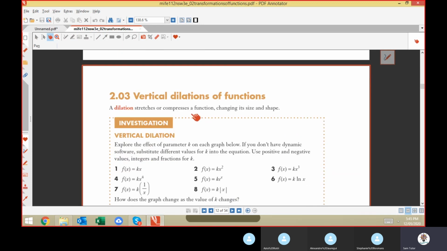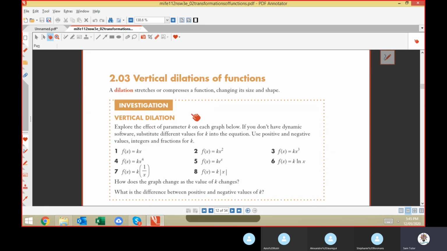Dilations. You've also seen this. I guess no one really used this particular word before, maybe as such. So a dilation stretches or compresses a function, changing its size and shape.